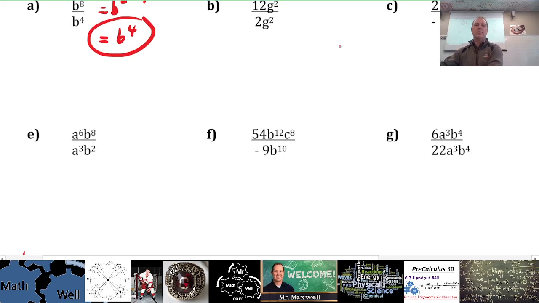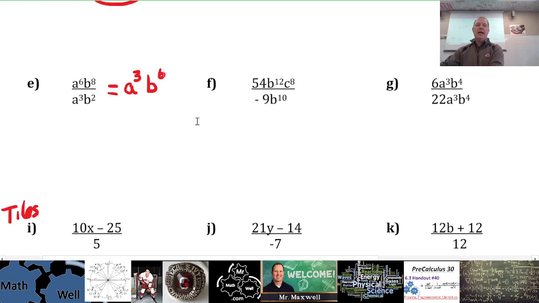I'm going to skip down to E because I think these are pretty easy. You guys will be able to get the B and C pretty easy. So let's skip down to E. So again, no numbers to really deal with there, just ones, so we won't worry about those. For A, we're going to have 6 A's up top and 3 A's on the bottom. So 6 minus 3 leaves us with 3 A's on top there. If I have 8 B's multiplied together on top and 2 B's multiplied together on the bottom, how many do I have left on the top? I have 6 after I simplify.